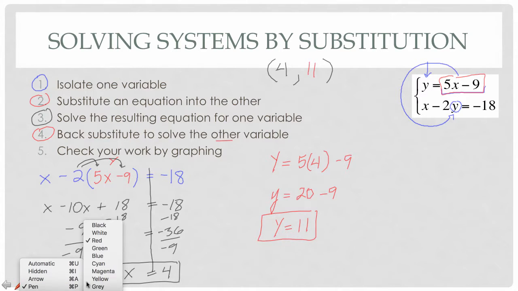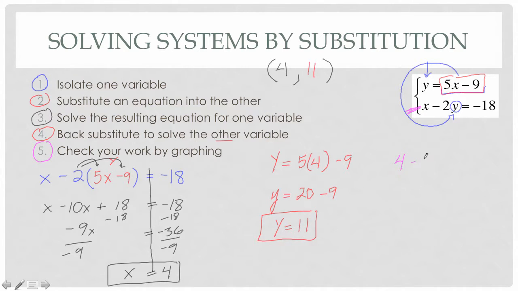But it's always good to check your work. We like checking your work in algebra. So take this other equation. Let's put x and y in and see if it works. So does 4 minus 2 times 11 actually equal negative 18? Yep, 4 minus 22 equals negative 18. That checks. And then I could also check by graphing.